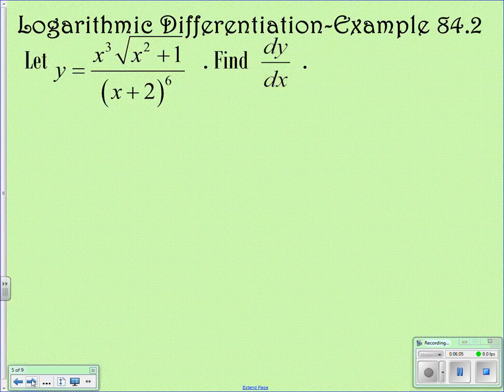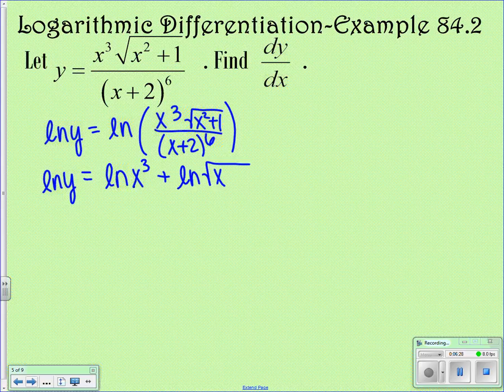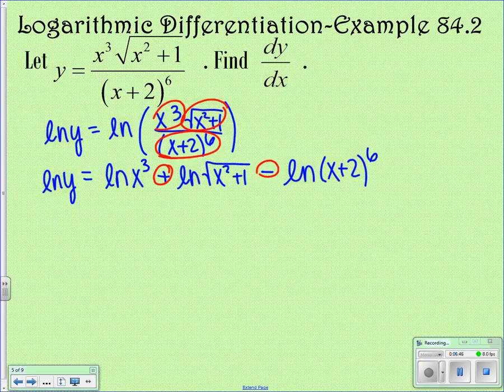So the first thing you do, you put your ln on both sides. So we have ln of y equals ln of the whole thing, x cubed, square root of x squared plus 1, all over x plus 2 to the 6th. And then you're going to split your right side into separate pieces. Well, we've got an x to the third, a square root of x squared plus 1, and an x plus 2 to the 6th. And so we split them into 3 pieces. These two are getting multiplied together, so that's why there's a plus sign there. And then this one is getting divided, and so that's why there's a minus sign in front of it.